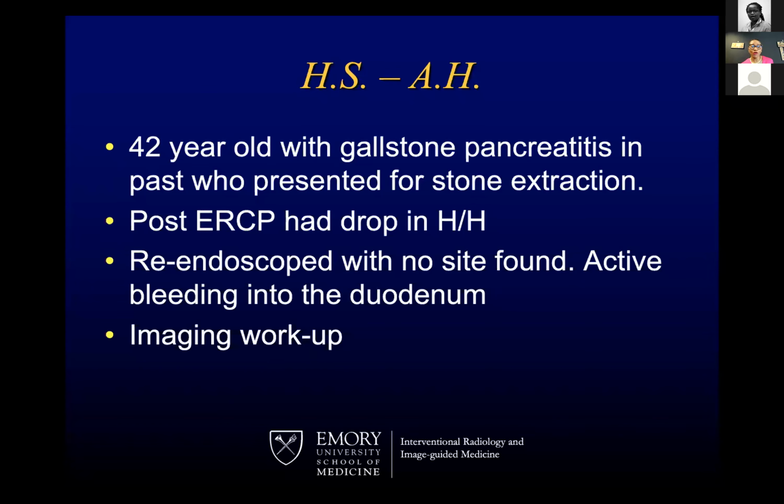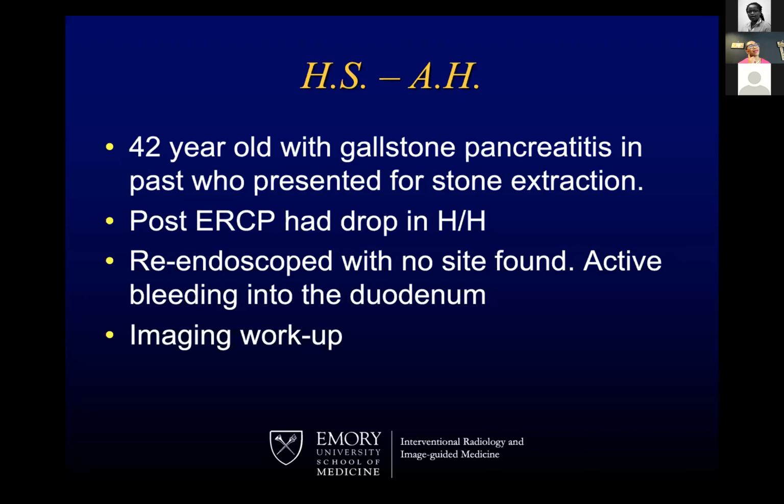All right, I want to show you another case to just kill this dead horse already. A 42-year-old patient with gallstone pancreatitis. So if you can put in the chat, what would you expect this patient's enzymes to look like? What would you expect this patient's blood work to look like? The patient presents with gallstone pancreatitis, and in the past has had stone extraction. The patient had ERCP, and now everyone knows there's a drop in the H and H.